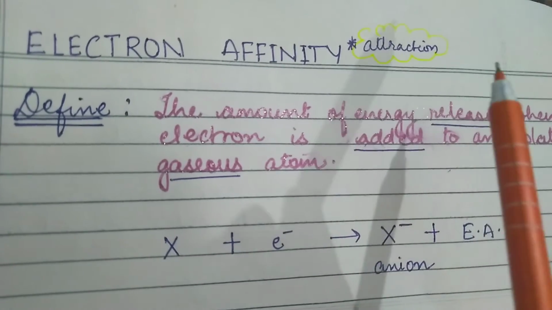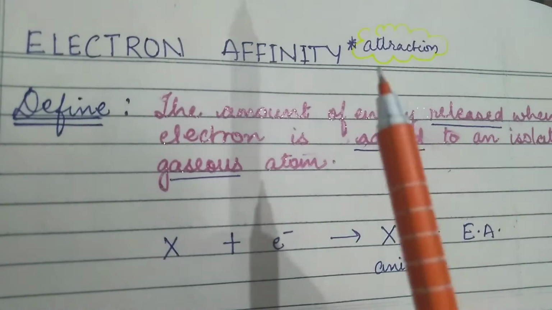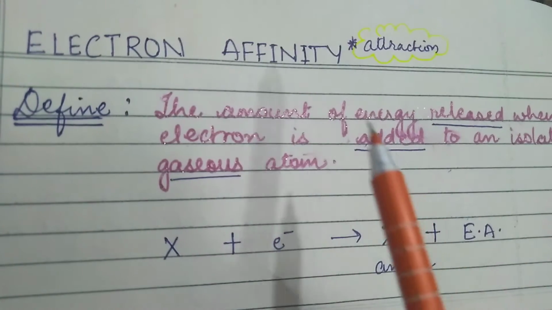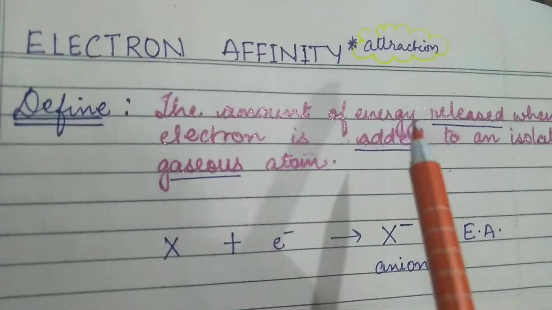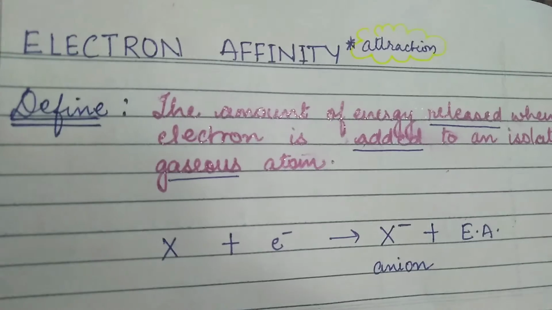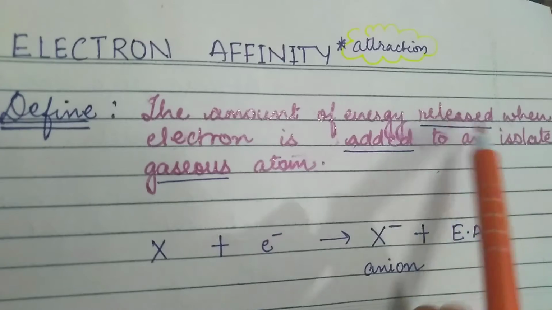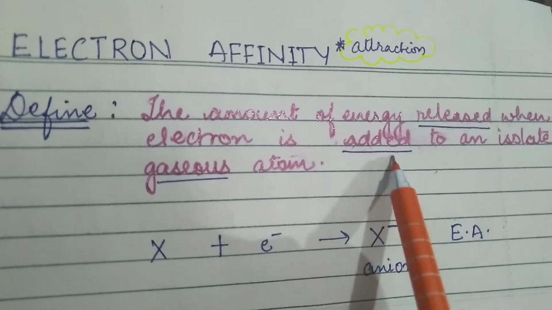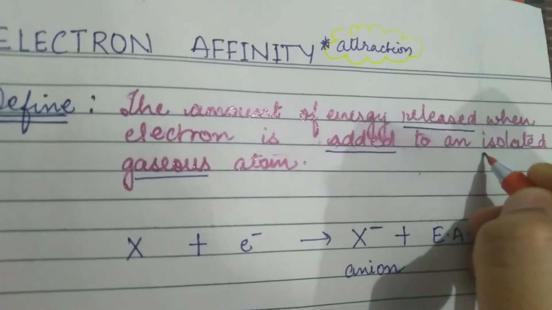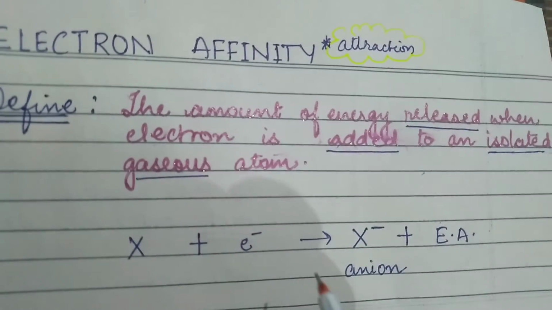You have studied ionization potential. In ionization potential, an electron is removed and energy is required to remove it, but here it is just the opposite. An electron is being added, and when the electron is added, energy is released by the atom. So let us see the definition. The amount of energy released is the keyword, when an electron is added is the keyword, to an isolated is also a keyword, gaseous atom.